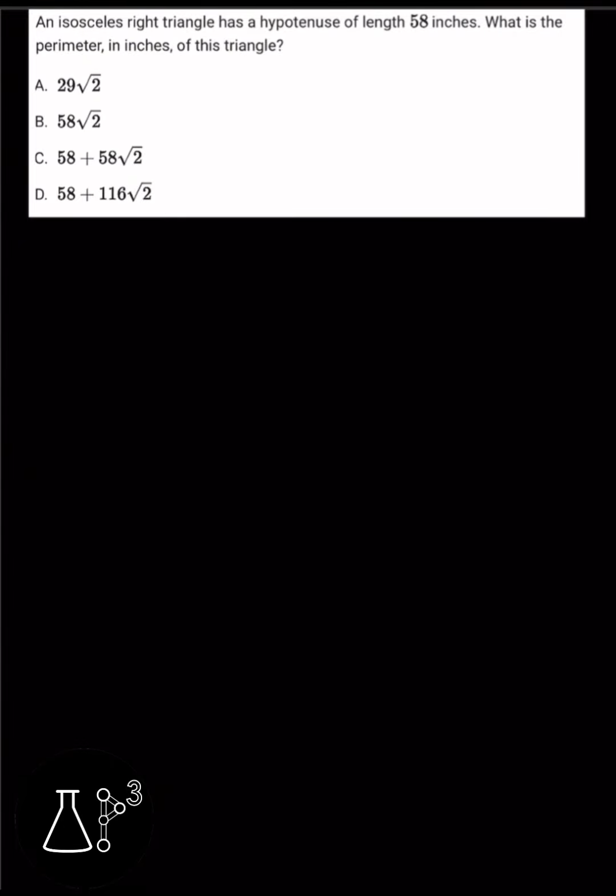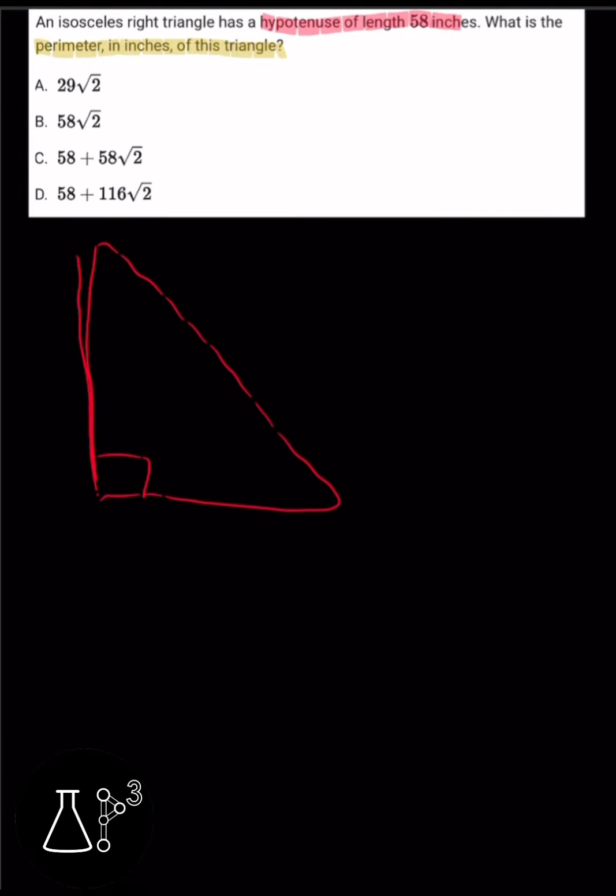So we're given an isosceles right triangle with a hypotenuse of 58 inches, and we are trying to look for the perimeter in inches for this triangle. Because it's an isosceles right triangle, both angles besides the 90 degrees equal 45, because they have to equal each other in order to be an isosceles right triangle. So this is on your SAT reference sheet.